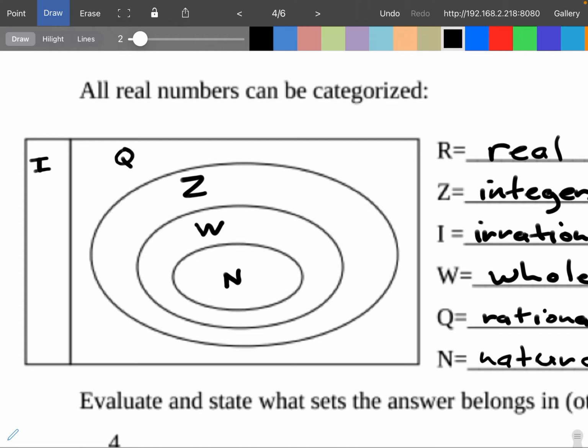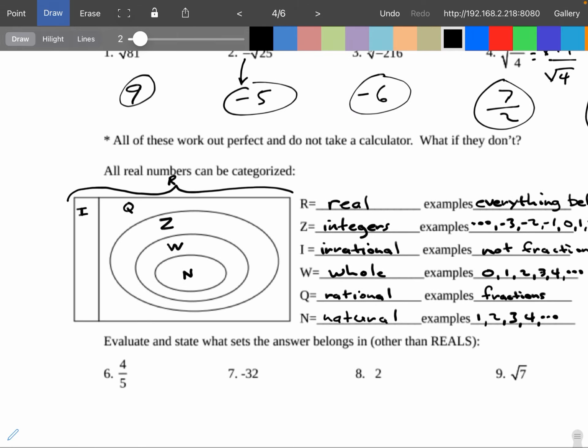And then if you take all of these together, if you take this whole diagram all together, that makes up the real numbers. That's R. Okay, so let's try to do this now. So we're going to try to do these examples.